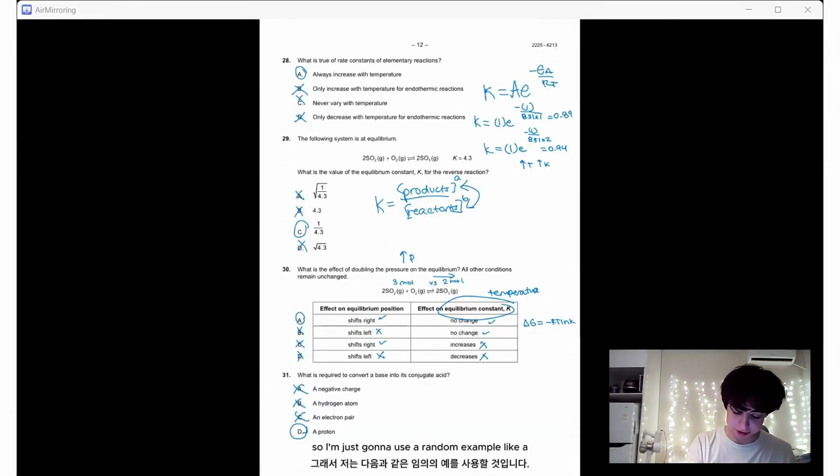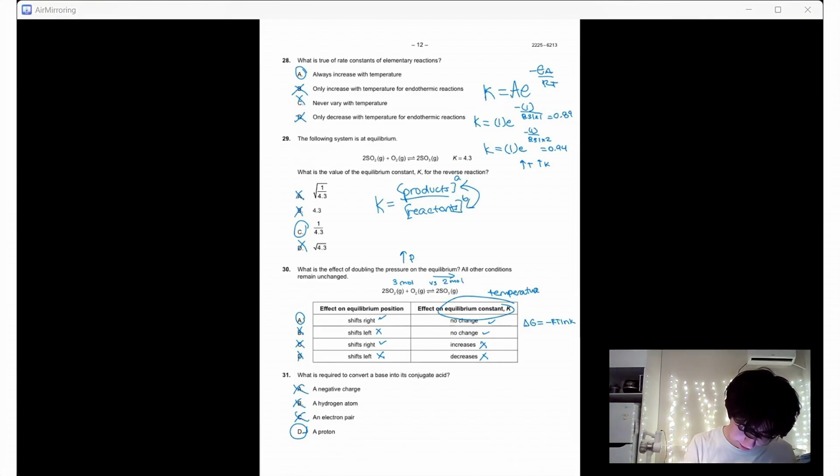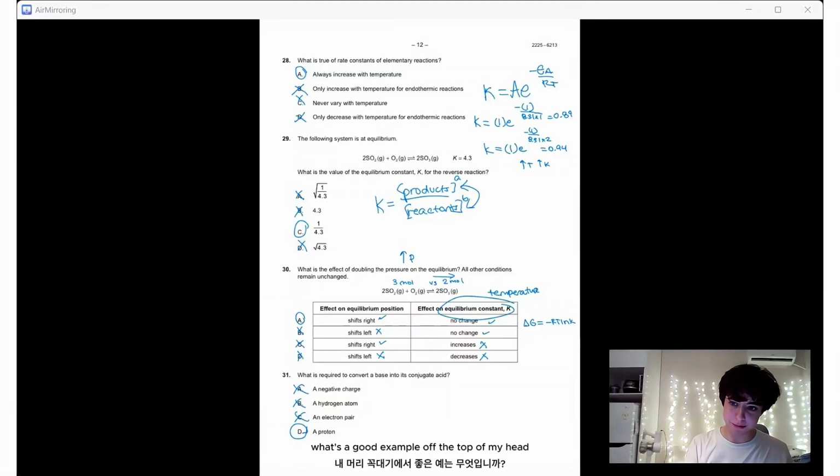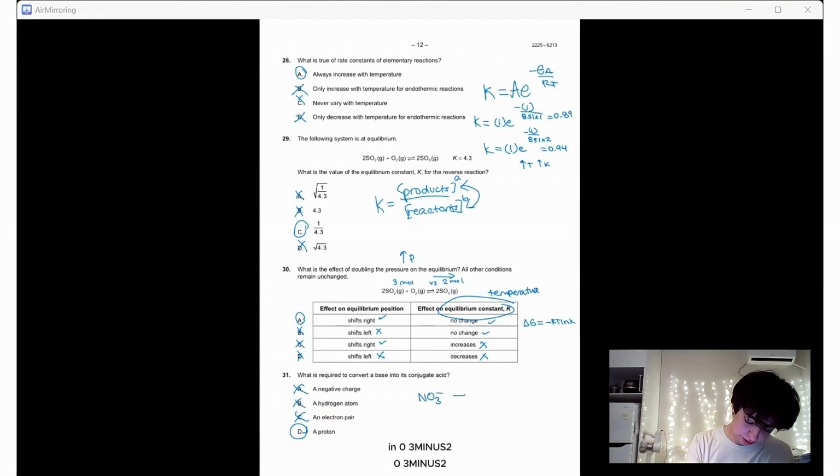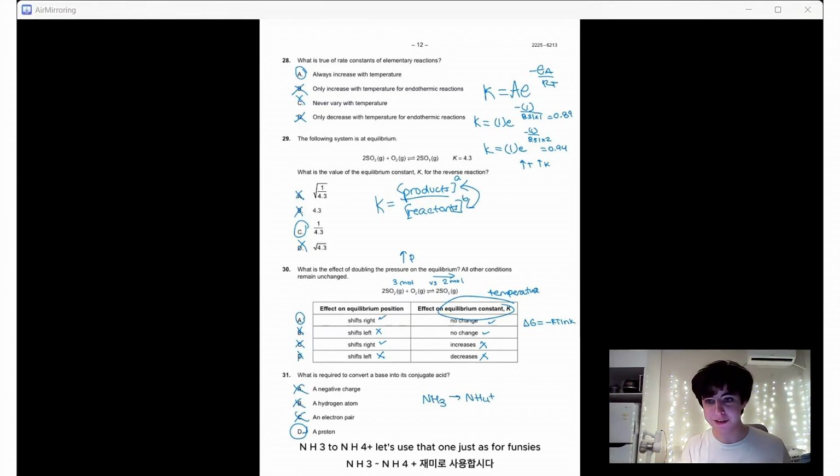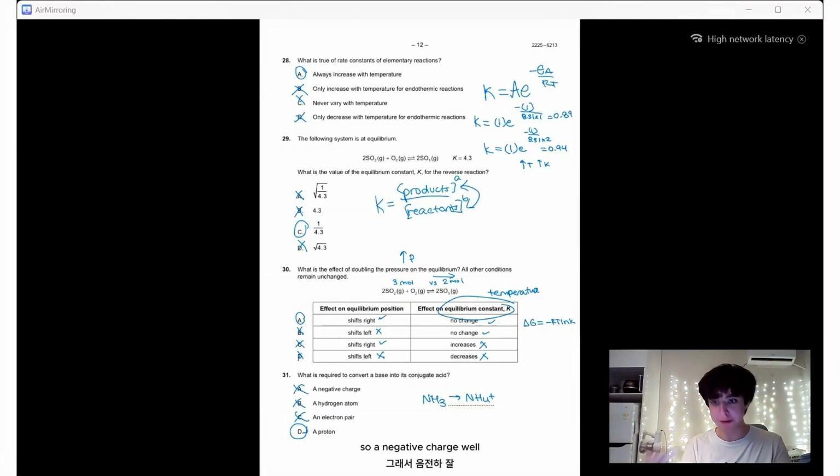So I'm just gonna use a random example. What's a good example off the top of my head? We're gonna say NO3 minus. No, that's a bad one. What's a good base? NH3 to NH4 plus. Let's use that one, just for funsies. So a negative charge? Well, neither of these have a negative charge, so it's not that. A hydrogen atom?